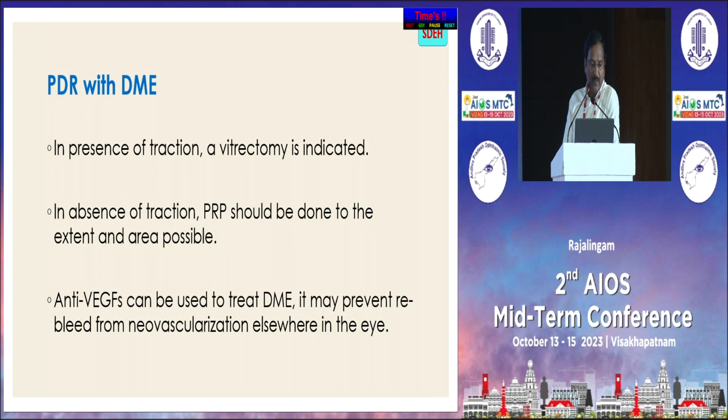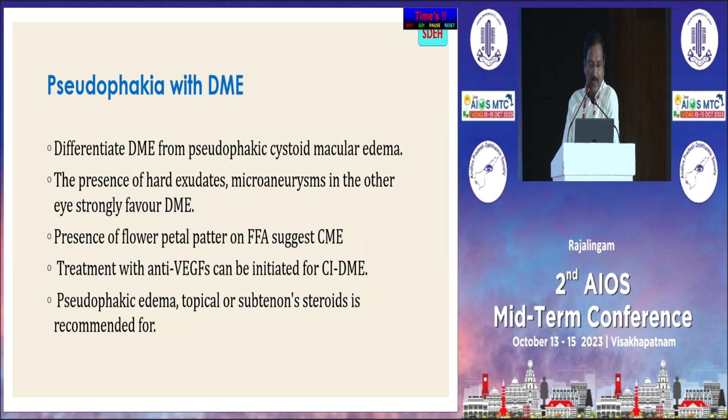So PDR with DME in presence of traction, a vitrectomy is indicated. In absence of traction, PRP should be done to the extent and area possible. Anti-VEGF can be used to treat DME. It may prevent rebleeding from the neovascularization elsewhere in the eye.